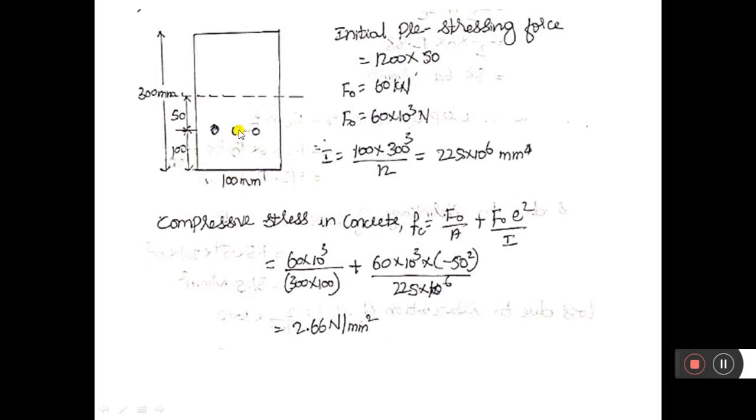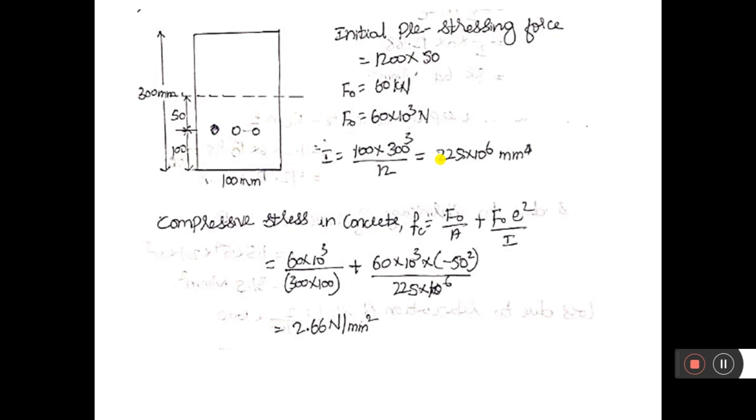Therefore, the eccentricity of the cables will be 50 mm. The distance between CG of the member and CG of the cable gives us the eccentricity, that is 50 mm. Firstly, we know the cross section area of the member. It is 100 by 300 mm. Initial stress is given and cross section area of each cable is given, that is 50 mm square, and we need to calculate loss due to elastic shortening.